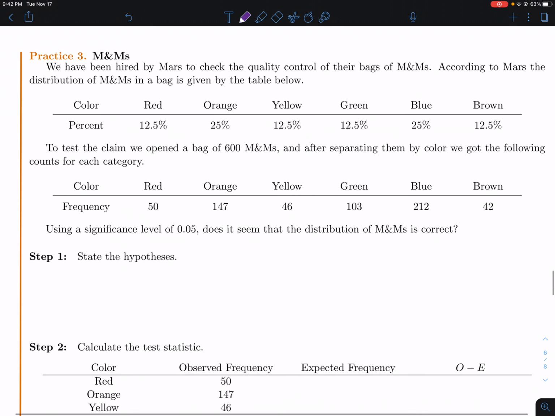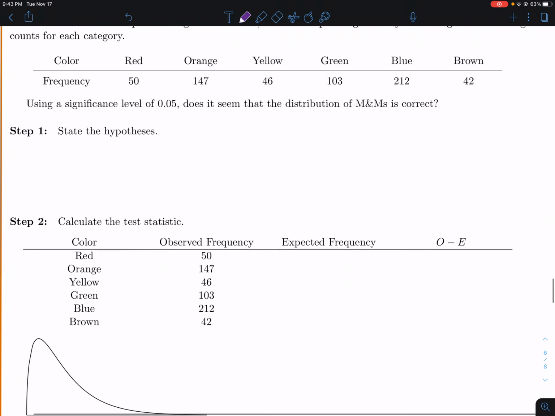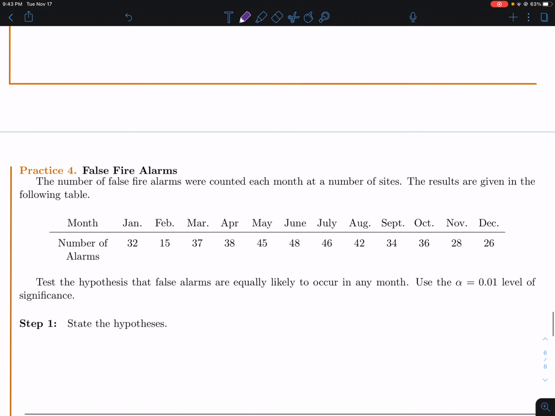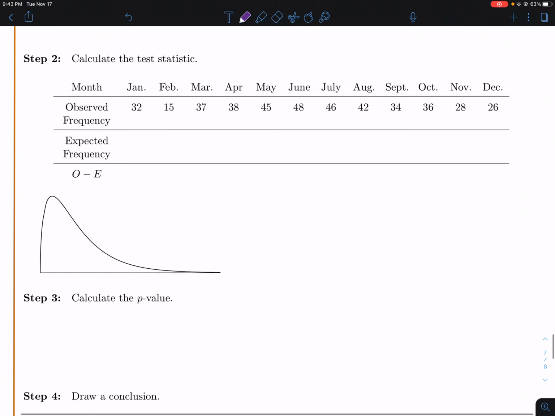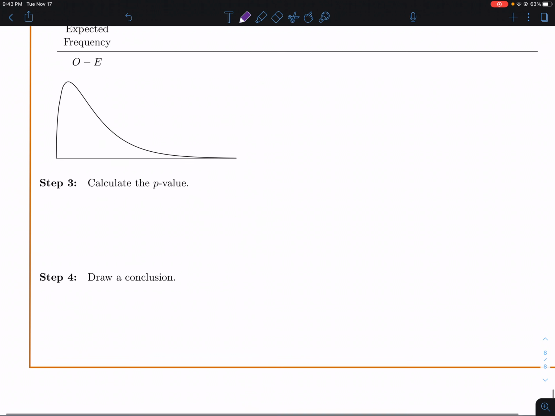And then here's the M&M problem that we were recreating above. And if you remember, this is data that I'd shared with you guys early on in the semester when we were doing probabilities. And at that point in time, we couldn't actually prove that the probabilities differed, but now we have enough tools that we can actually prove whether the probabilities are the same or don't match at all, which is kind of nice. So kind of nice that we've learned a lot of stuff along the way. And then here's a false fire alarm problem, and when do students do homework, and I think that's it.